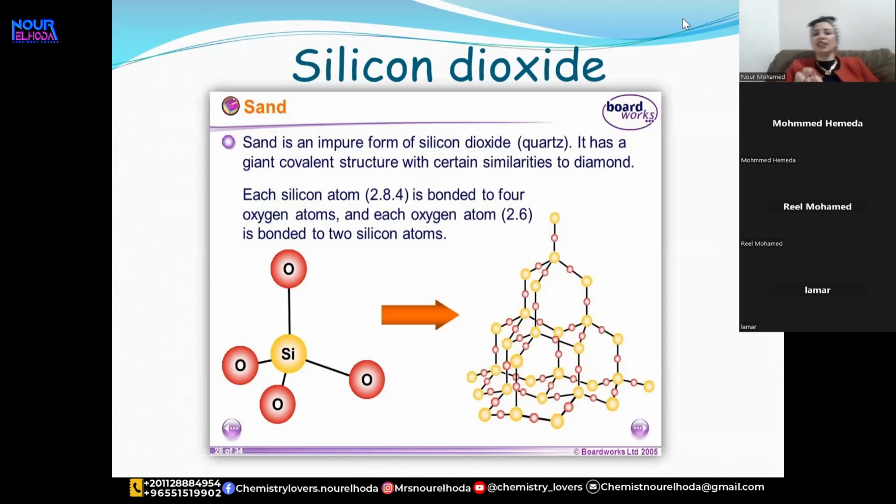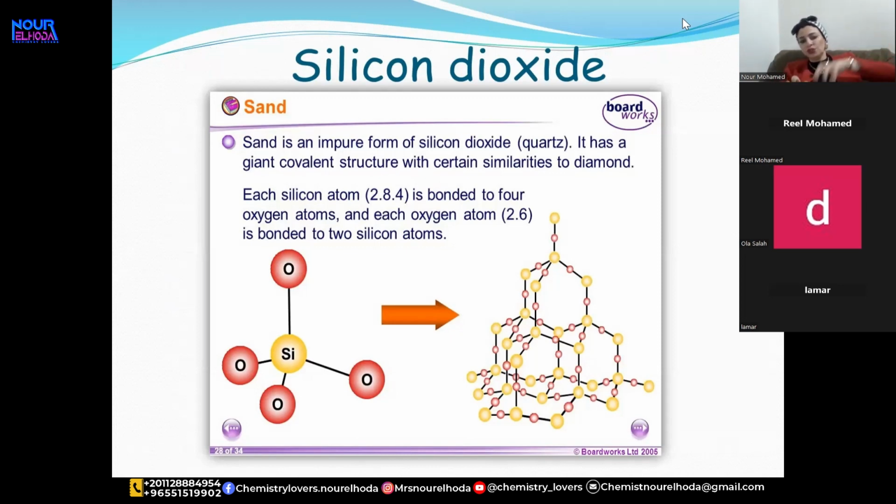One silicon is connected to 4 oxygen atoms. This is the difference. Every oxygen is connected to 2 silicon, because it's a big network. So every silicon is connected to how many oxygen? 1, 2, 3, 4. And every oxygen is connected to 2 silicons. That's why it's a big network.